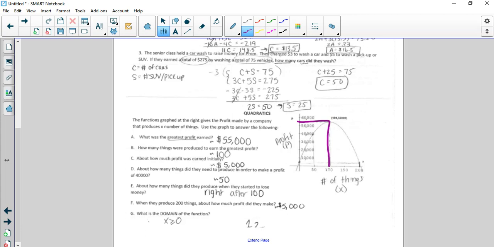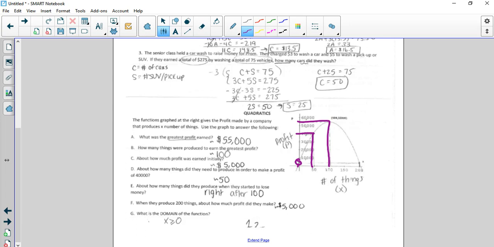How much profit was earned initially? Okay? Well, that means where did it start? It started here at 5,000. About how many things do they need to produce in order to make a profit of 40,000? So 40,000 is here, about 50 items.